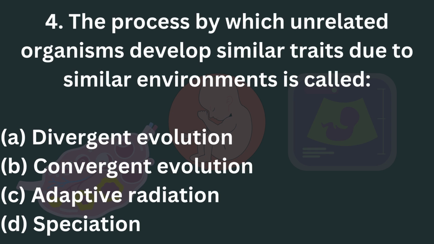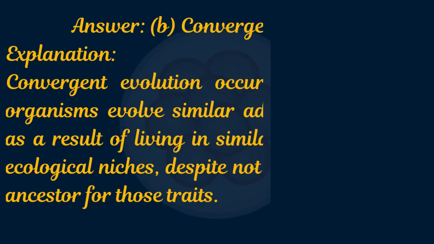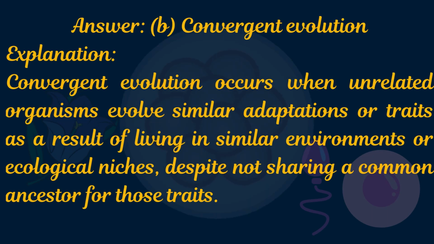a given trait. 4. The process by which unrelated organisms develop similar traits due to similar environments is called A. Divergent evolution. B. Convergent evolution. C. Adaptive radiation. D. Speciation. Answer: B. Convergent evolution.